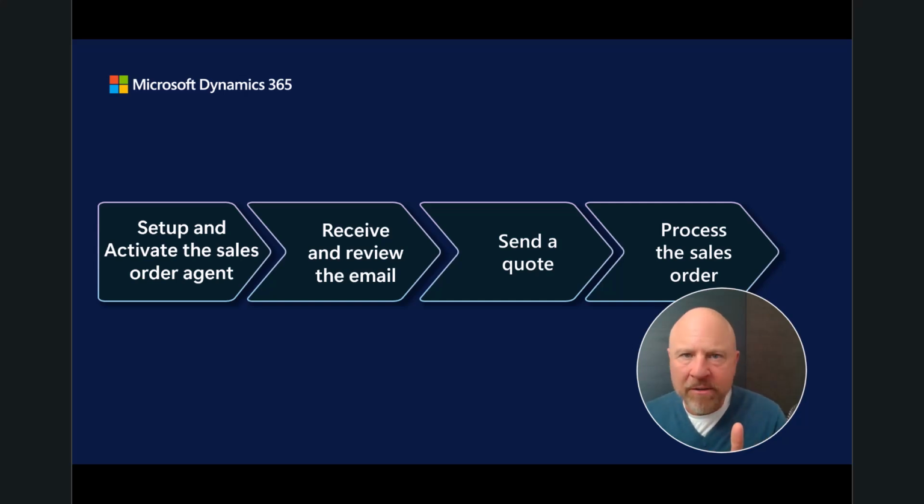I'm going to start out by just showing you how you set up and activate the sales order agent in your demo environment. Then we'll go through a demonstration where you'll receive and review an email that you get from a customer or a prospect and how the agent tackles all of those associated tasks. We'll send the quote back out to the customer, wait for confirmation, and we'll convert or process that to a sales order. So let's get started.